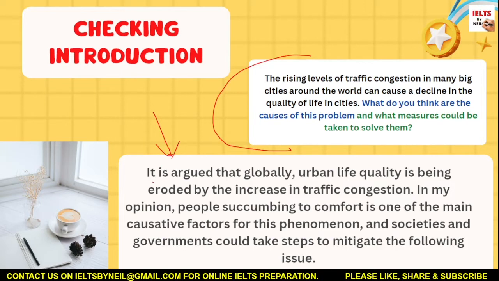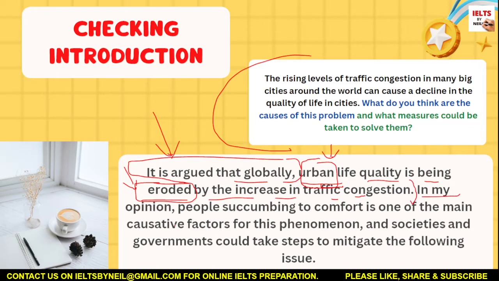So let's begin. It is argued that globally urban life quality is being eroded by the increase in traffic congestion. Now see, for the bad quality of life, the student has used the word eroded, so that's a good range of vocabulary. Urban life quality, city life, urban life. So they have used a good vocabulary here, good paraphrasing done. And it is argued, again it's good paraphrasing done. And now let's move on.